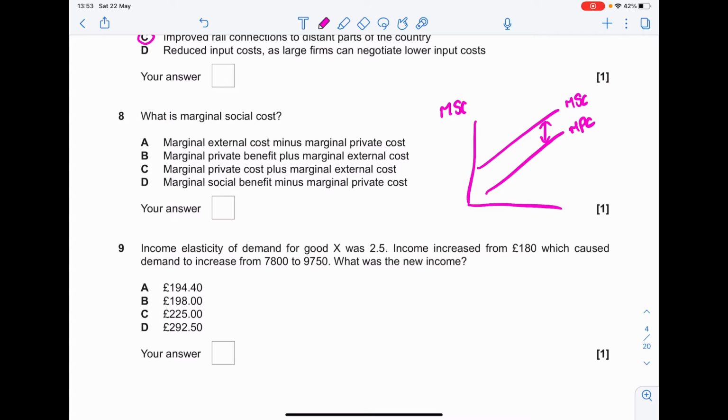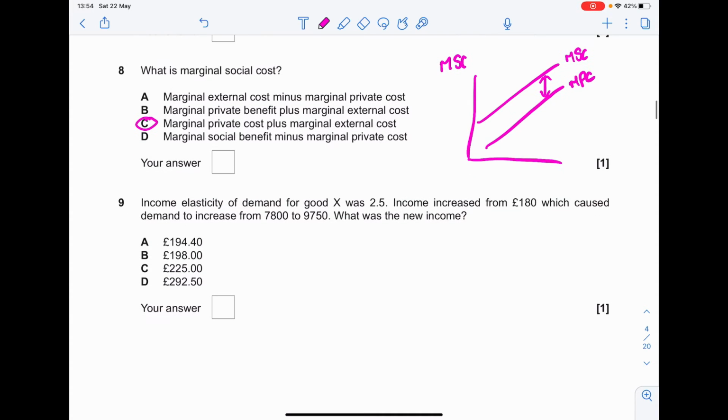So with that information, it should make it easier to answer the question. So your marginal social cost is your marginal private cost plus your external cost, or your externality. Right, so we've got a calculation question now.